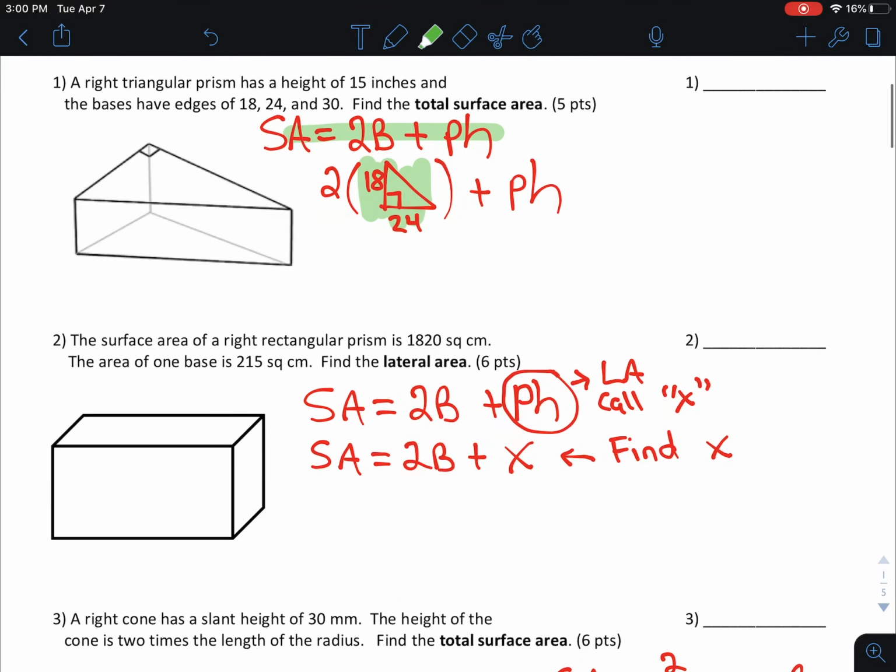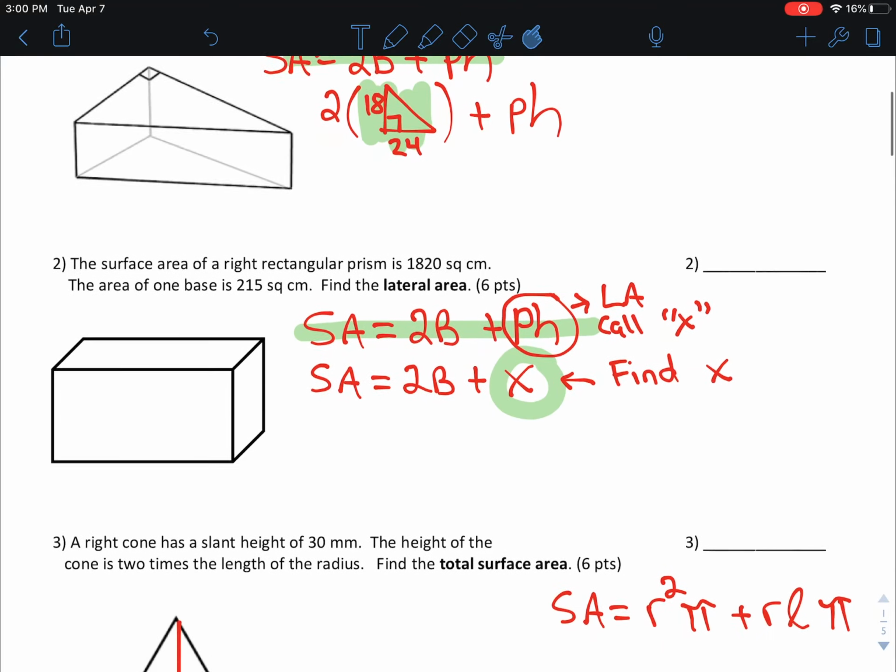Number 2, most of you got it right. I'm going to be pretty quick. But again, this is the formula that you want to use. If you want to call your lateral area x, just call it x, and that's what you're trying to find. You're already given the base, which is 215. You're given the surface area, so you just have to plug and chug there, basically.